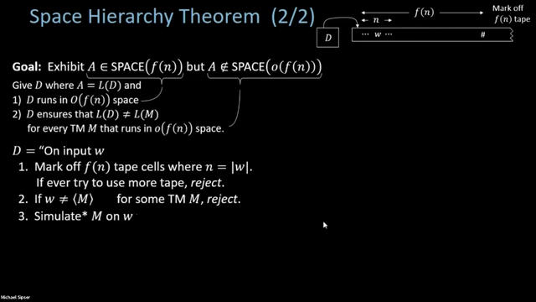So at a high level, the basic idea for this is not hard. We're going to simulate M on W. If M rejects, then we'll accept. And if M accepts, then we'll reject. We're just going to do the opposite.